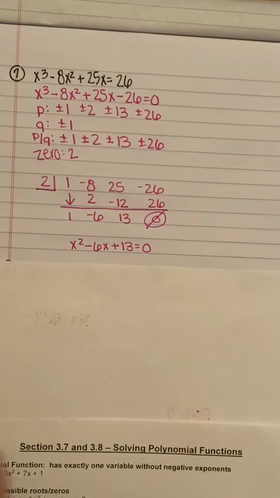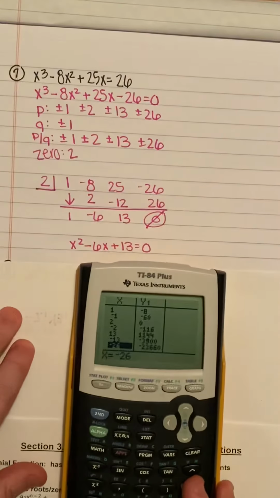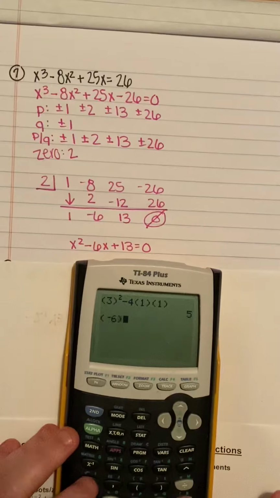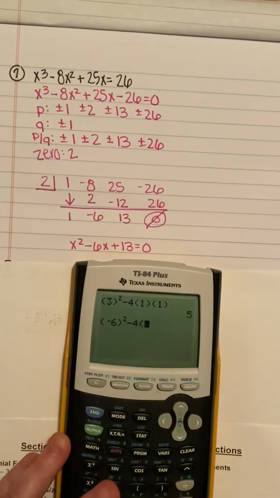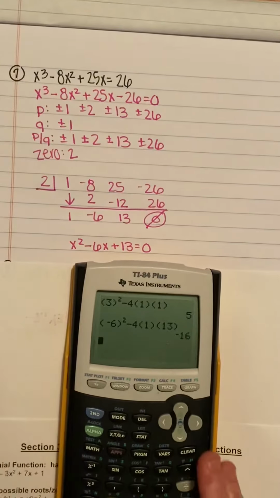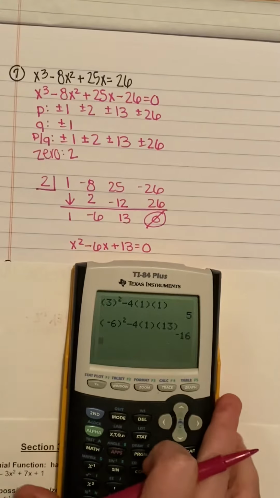All right, so here we go. Checking my discriminant first. So discriminant's going to be b squared. Back to my home screen. B squared, so -6 squared minus 4 times a is 1, and c is positive 13. So my discriminant comes out to be -16. Now, 16 is a perfect square, but -16 is not.